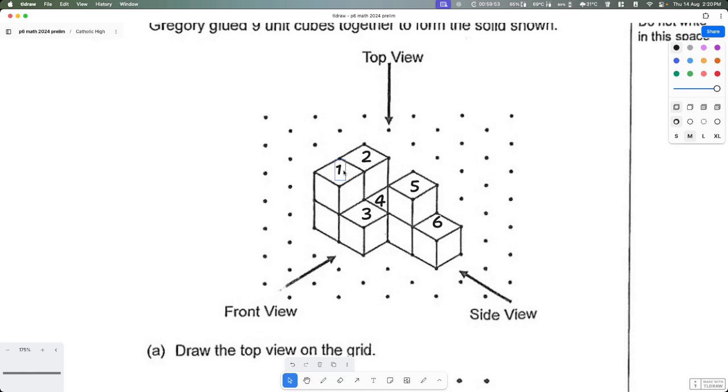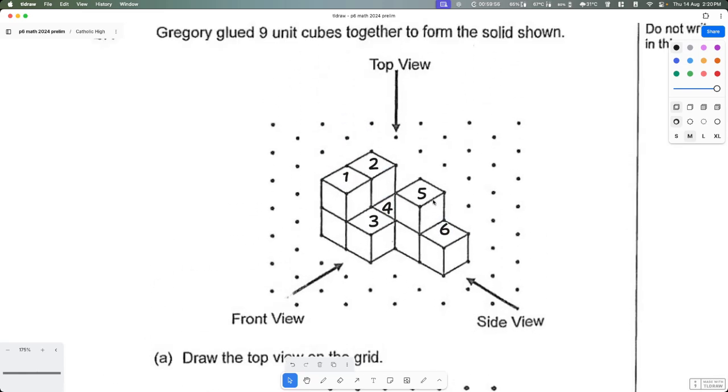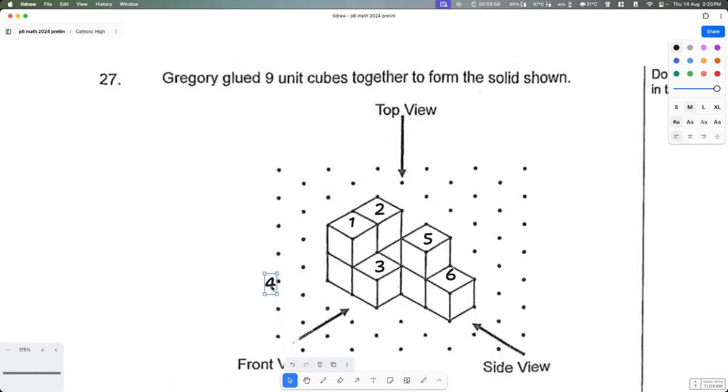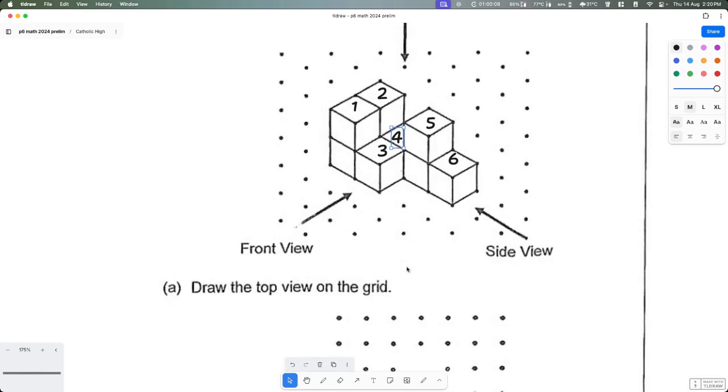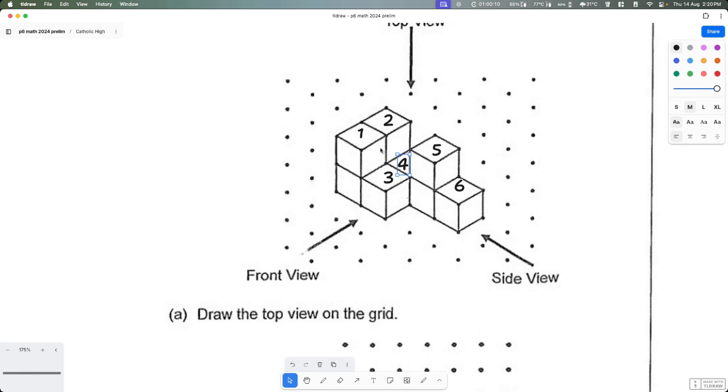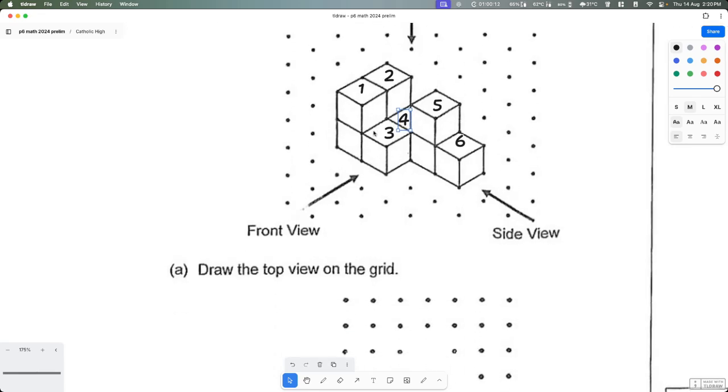So altogether we have 1, 2, 3, 4, 5, and 6. Okay, so 9 cubes together. Let us count: 1, 2, 3, 4, 5, 6, 7, 8, 9. Okay, correct. So we have 1, 2, 3, 4, 5, 6. Yeah, correct. Okay, so what will this look like in our top view?